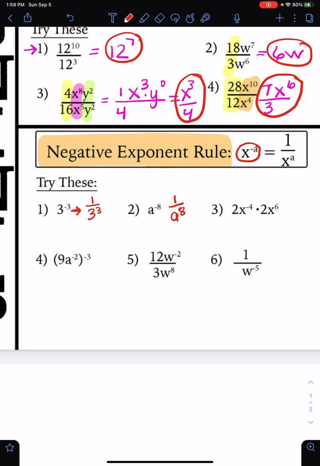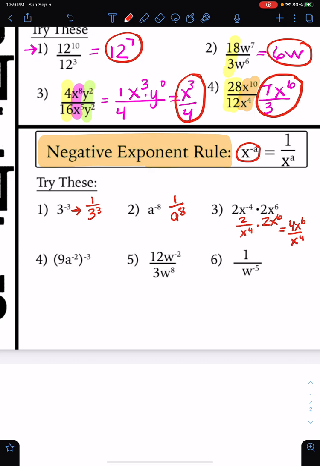In example number 3, the negative 4 exponent only goes with the x. So that's the only part that's going to go in the denominator. We'll leave the 2 in the numerator. And look what we have here. We have 4x to the 6th in the numerator and x to the 4th in the denominator.